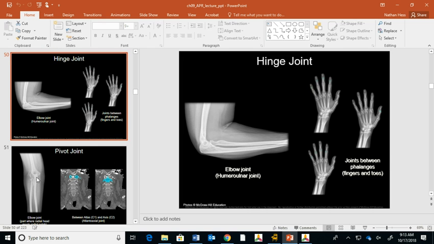Here's your hinge joint pictures. Your elbow joint, your knee joint, these are classics. Also the joints between your fingers and toes, right? All they simply do is extend and flex. I can't take my finger and somehow turn it sideways. Well, you can, but it's not very good for the joint. That'll be a nice dislocation.